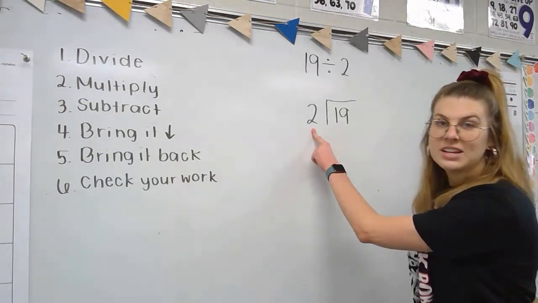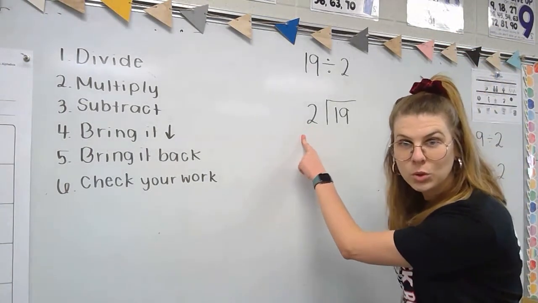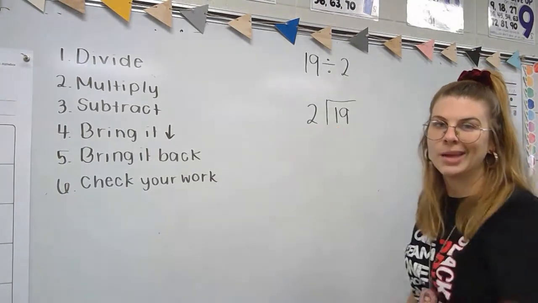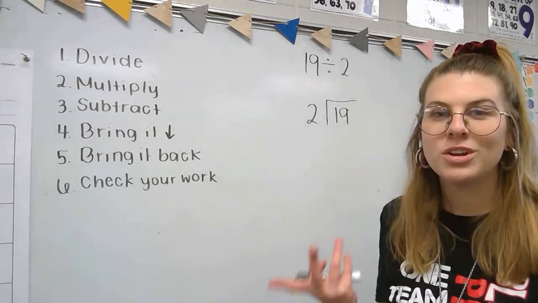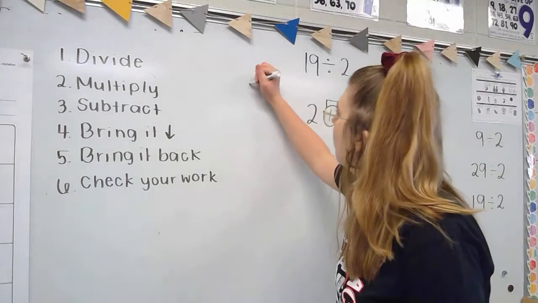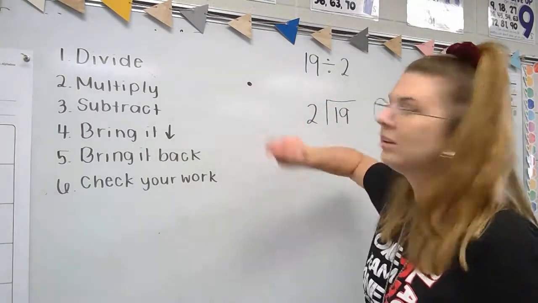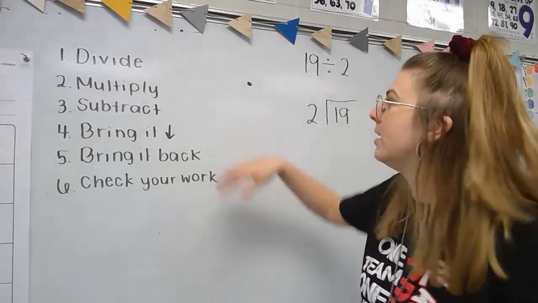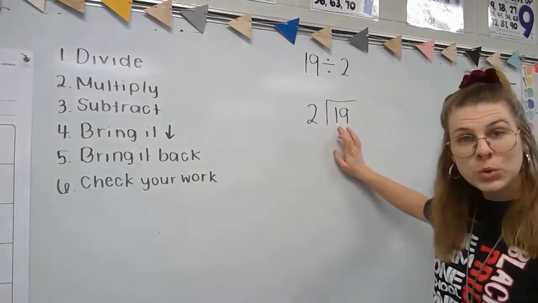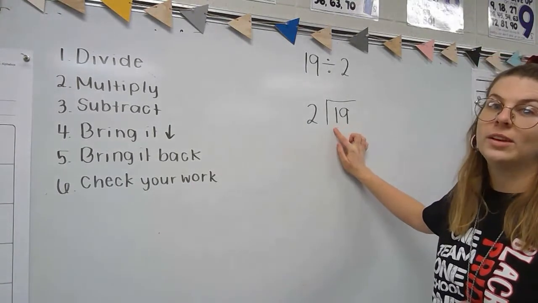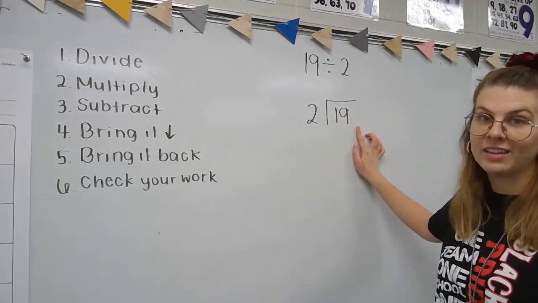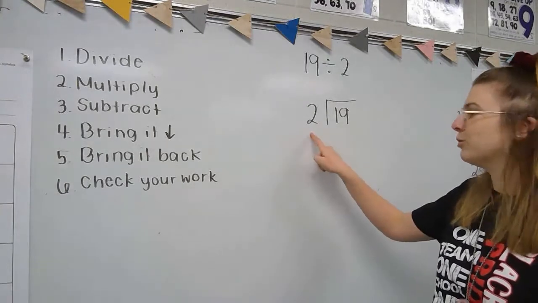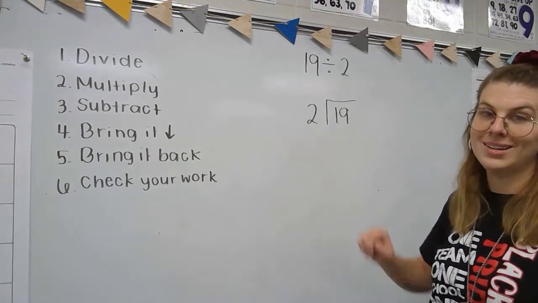Remember, we only work 1 digit at a time, so we're going to ask ourselves, how many groups of 2 can we pull from the number 1? I immediately see a problem here. The number 1 is too small. Look at that. 1. Can I take groups of 2 from that? No, it's too small. I don't have any groups of 2 to take from that number. So when a number is too small for us to divide from, we look at both of the 2 digits. So instead of asking ourselves, how many groups of 2 can I pull from the number 1, how many groups of 2 can I pull from the number 19?